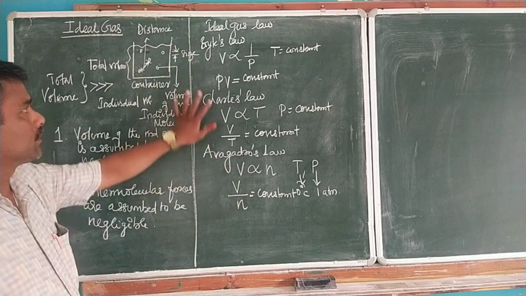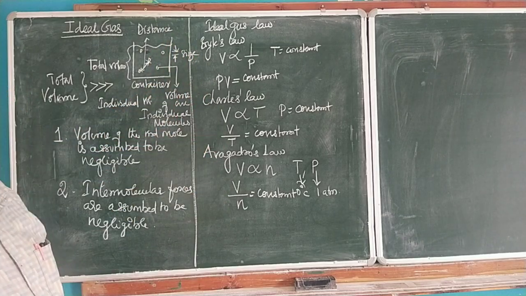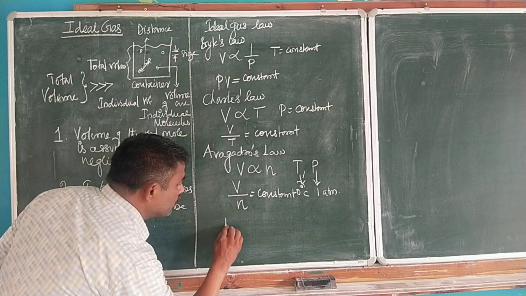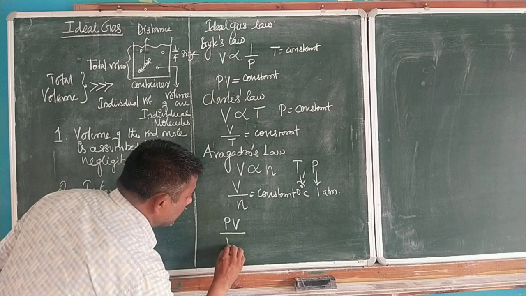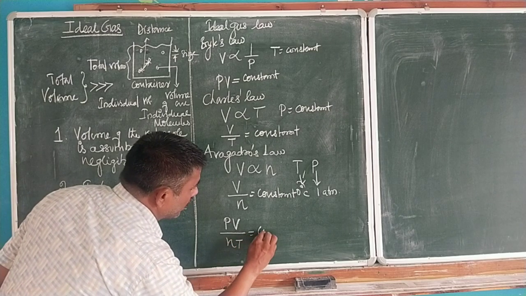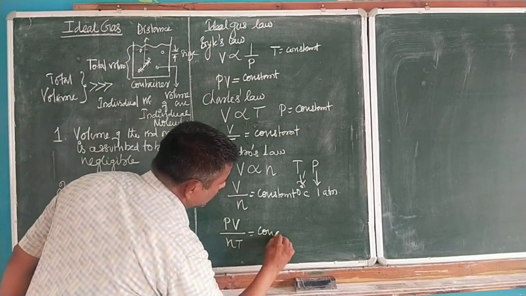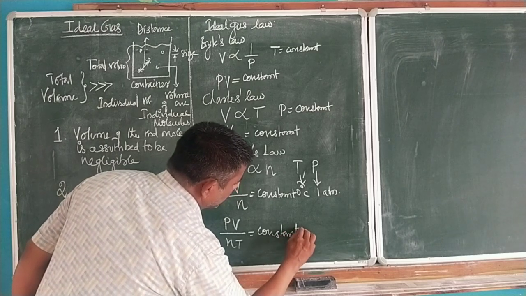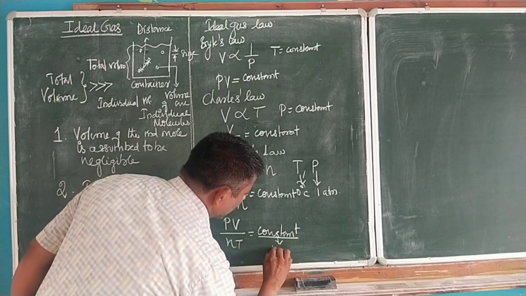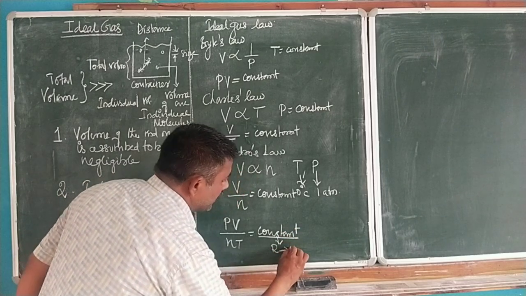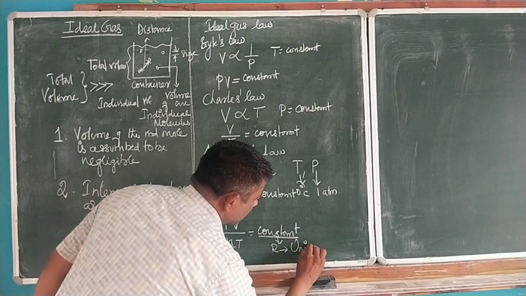Combining these three laws, Boyle's law, Charles' law, and Avogadro's law, I may achieve PV divided by nT is equal to a constant. PV by nT is constant. This constant is replaced by the notation R. R is nothing but the universal gas constant.